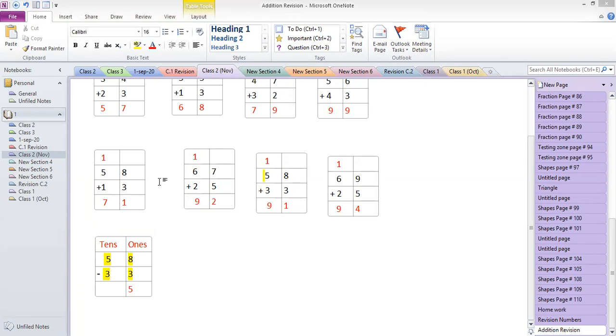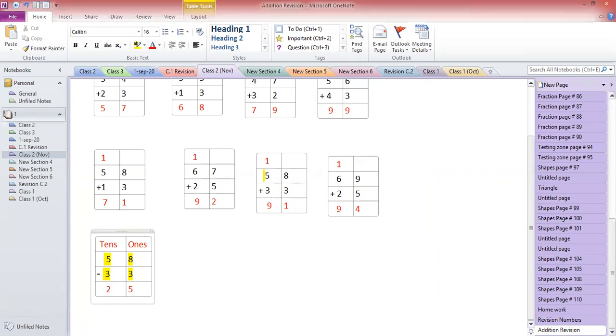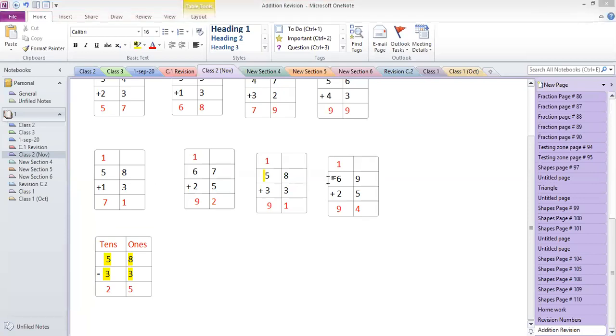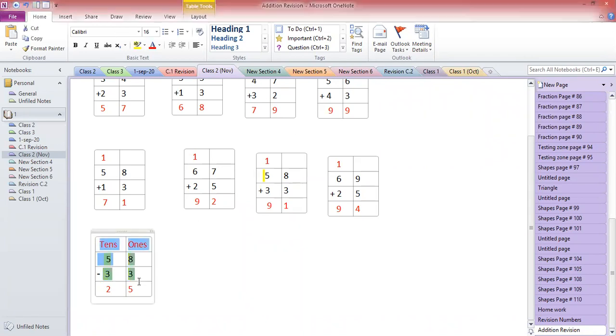Now tell me 5 minus 3 equals to what? 5 tens minus 3 tens equals to what? 2, 25. Are you the one who is saying 2, 2? Right? I can see you. All right, 58 minus 33 is equals to 25. You subtract the ones first, 8 minus 3, 5, and 5 minus 3, 2. That's fine. Now, I'm going to give you the question you have to do by yourself.